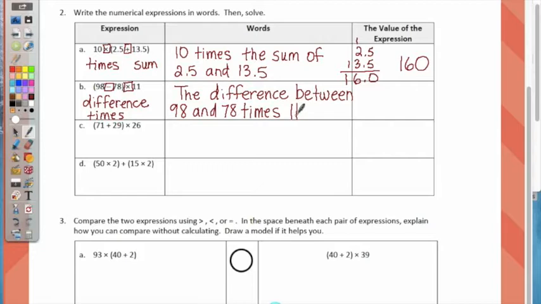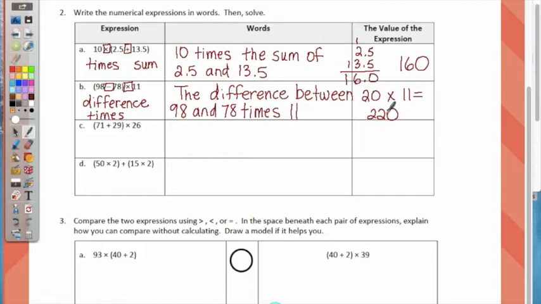Now to solve this, what are you going to do first? You're going to subtract. Okay, so what's 98 minus 78? 20. 20, good. So 20 times what, boys and girls? 11. So I would do 2 times 11, which is 22, and add how many zeros? 1. Okay, 220.